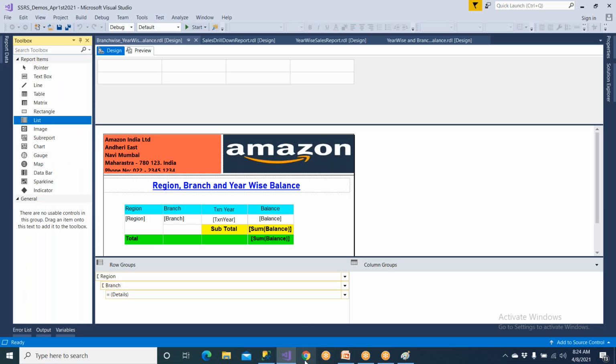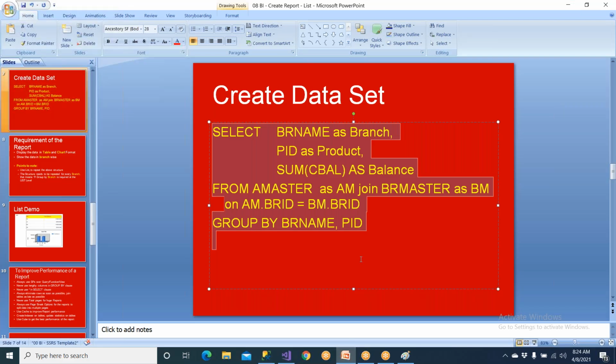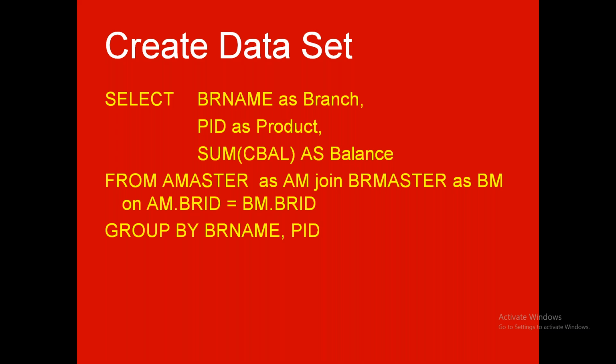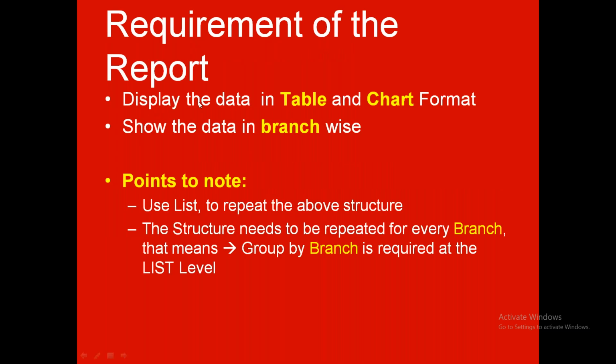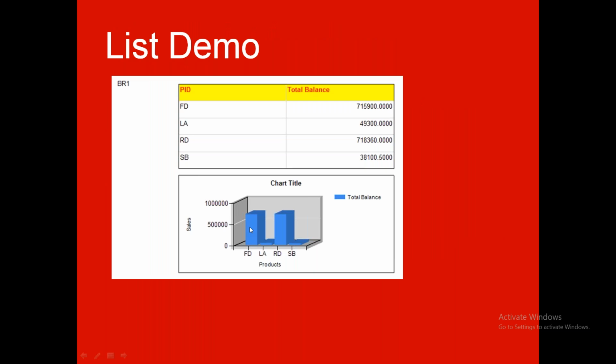But what is the requirement? Let me go through the requirement here. The requirement is very, very simple. Display the data in a table and a chart, and show the data branch wise. And remember, use list to repeat the above structure. The structure needs to be repeated for every branch. That means group by branch is required at the list level. So they need it like this.